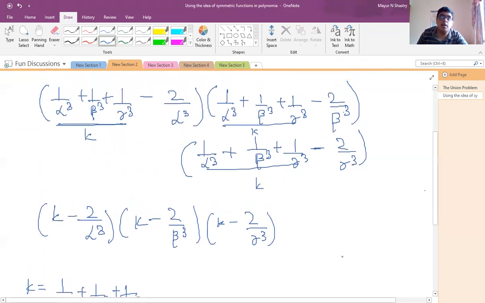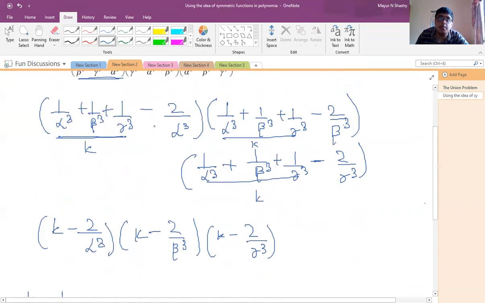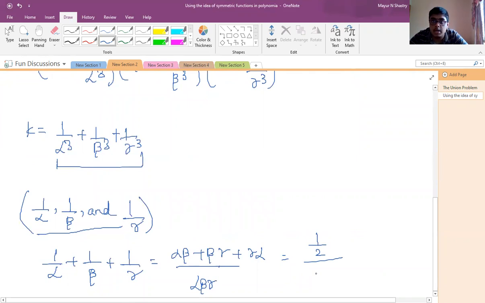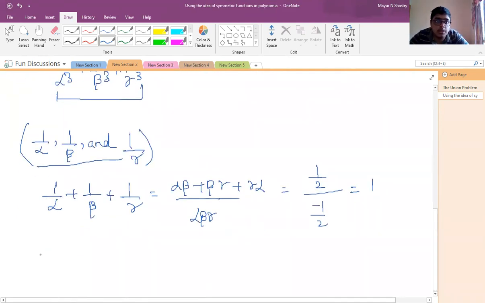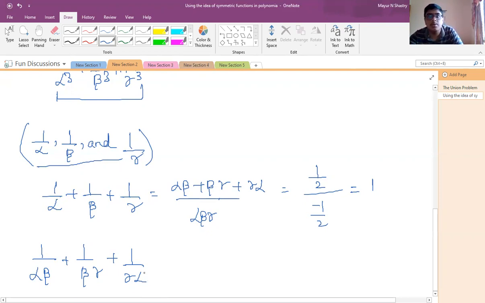And what about alpha beta gamma? Alpha beta gamma is going to be negative 1 by 2, right? So this is going to give you 1. Then we need to calculate 1 by alpha beta plus 1 by beta gamma plus 1 by gamma alpha. Why am I calculating this? This is how we construct the polynomial with roots 1 by alpha, 1 by beta, and 1 by gamma. It's very much simplified using Vieta's relations. So that is what we are going to do.